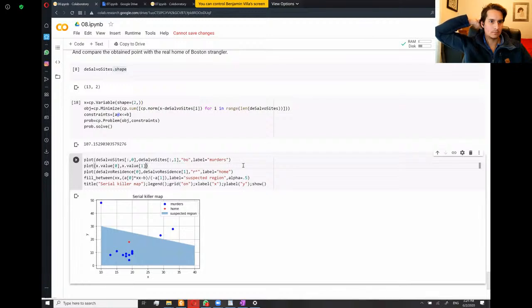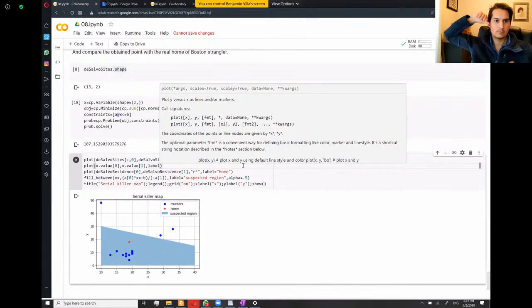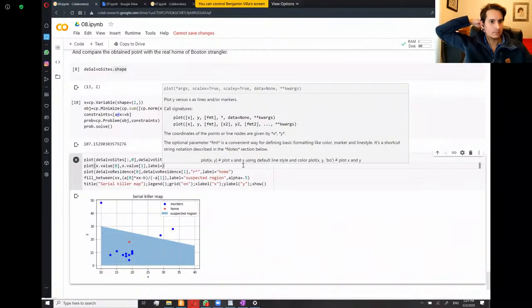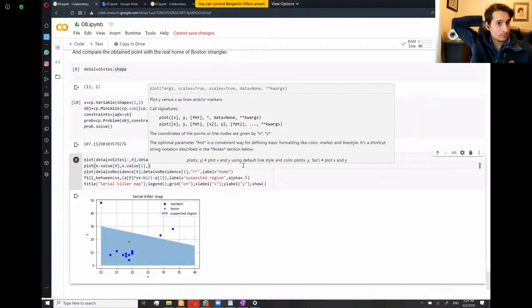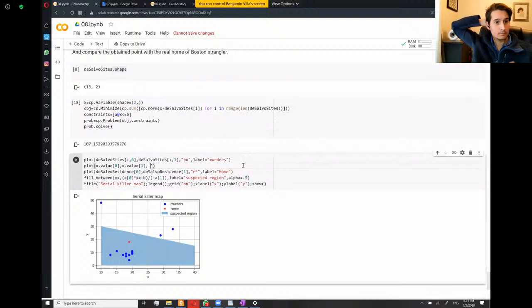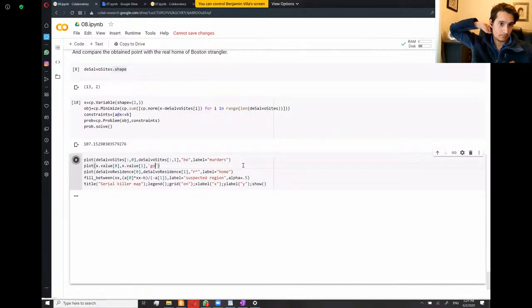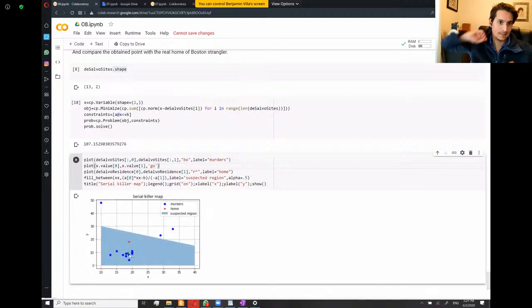Y label igual, más que label, agregarle algún punto verde circular. Y ahí está. And that's your predicted position of the home, and it's very close to the actual home of the person, of the serial killer.